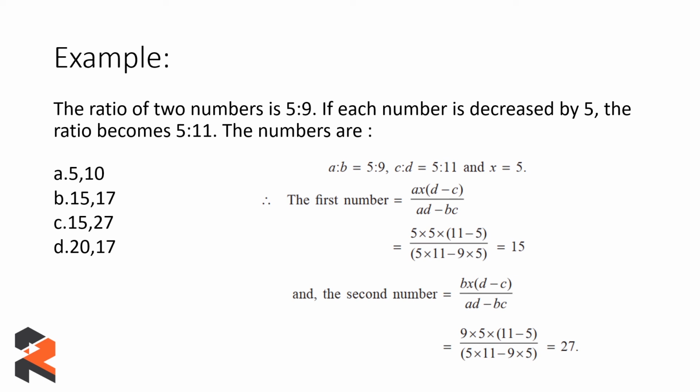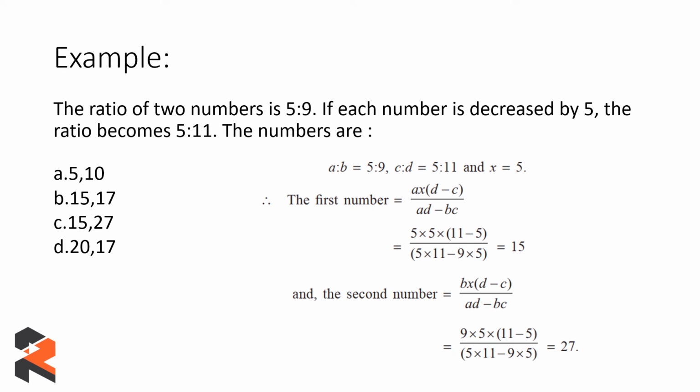So always remember, every time a number is added to both the numbers to make a different kind of ratio, then the ratio will be AX into C minus D upon AD minus BC. And if the number is getting decreased or some kind of number is getting subtracted from both the numbers, then in that case the ratio will be AX into C minus D upon AD minus BC.